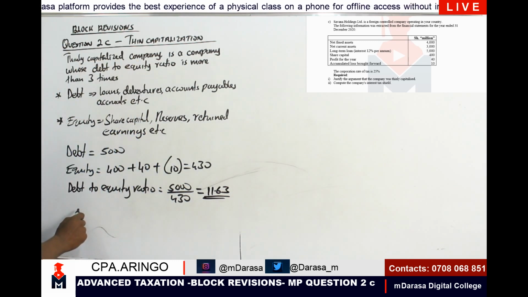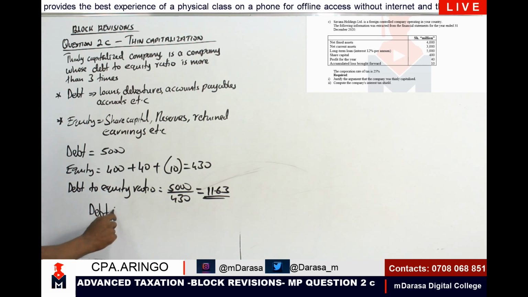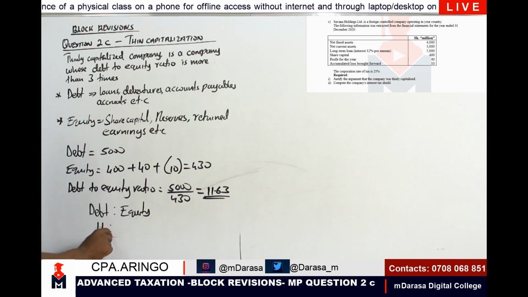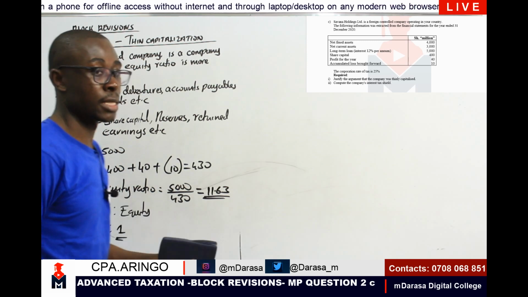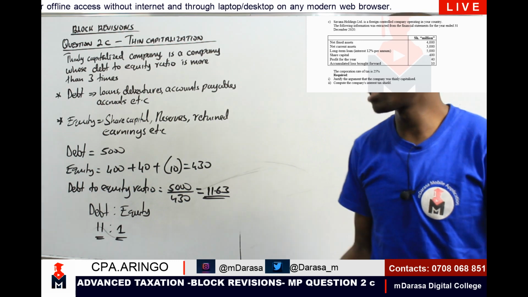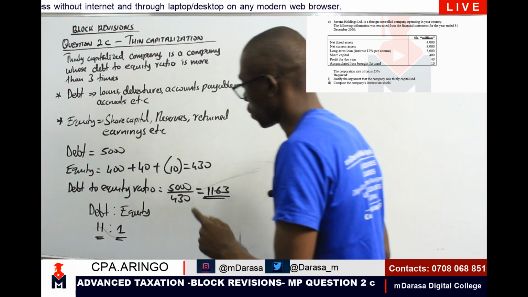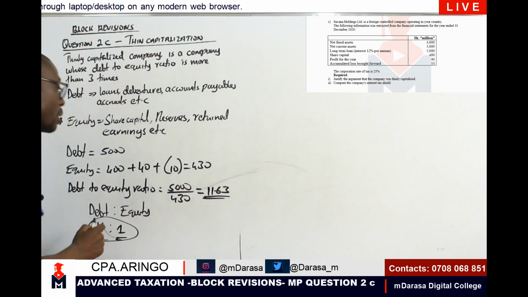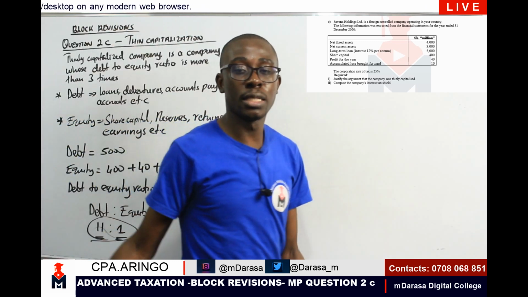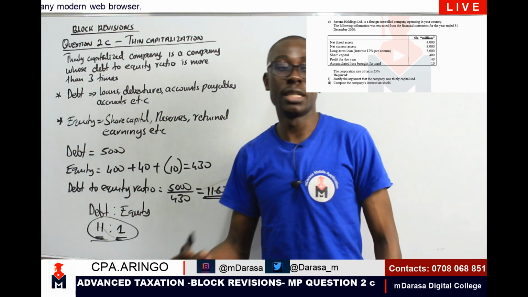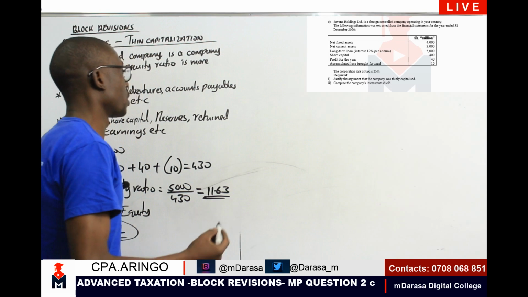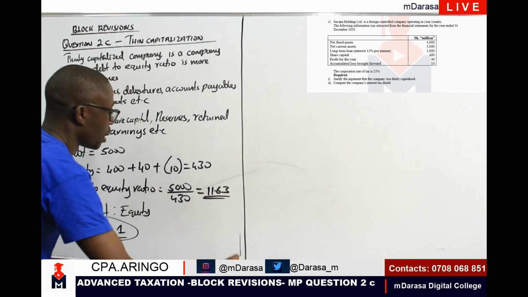So our debt to equity ratio is about 11 to 1. I'm having 11 times more debt than equity. So therefore, we can confidently conclude that this company was thinly capitalized, by taking a look at that, whereby our debt is 11 times more than equity. So that is what you are required to do in part 1 of the question.